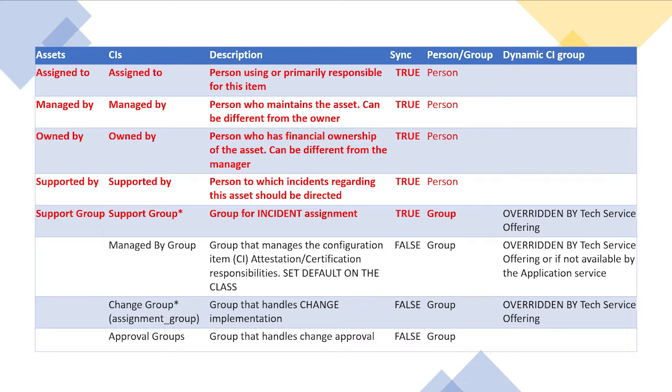The fields in black are fields that are available only on CIs. The managed by group is the group that manages the configuration item. This group manages the attestation and certification tasks, and I have a separate video that describes those attestation and certification activities. The next group is the assignment group. The assignment group has a different label that indicates what it's actually doing, so it is the change group. So it's the group that handles all the change implementations. The last group is the approval group, who handles all the change approvals.